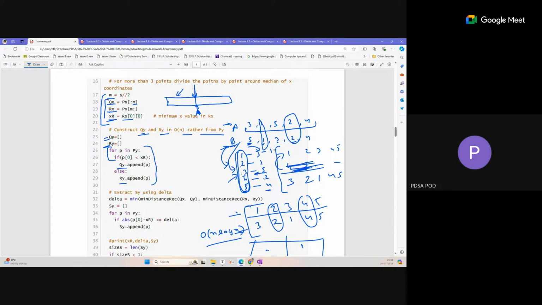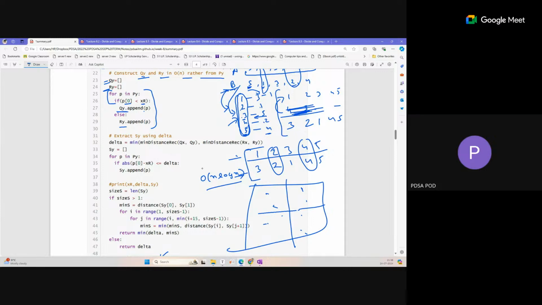So we are reading all the elements and checking whether our p0 value is less than xr, which we decided at this point. If it is lesser, then we append into qy, qy dot append p, otherwise into the ry area. After dividing, we call this function recursively. Here you can see we are applying the recursive call. This is the left part call, the min distance of the left part, qx, qy. This list is sorted based on qx, and this one is based on qy.